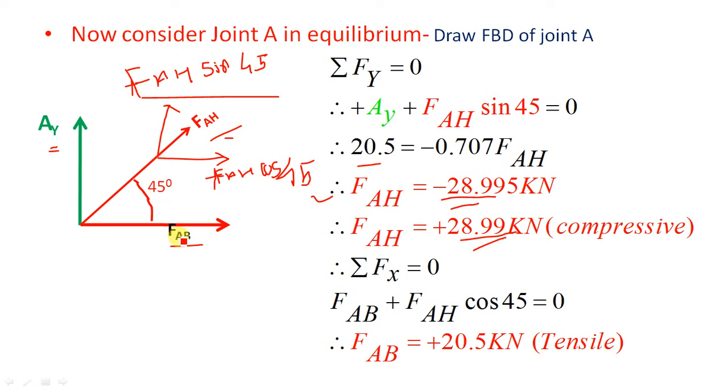Then second condition, summation of F of X is equal to 0: plus F of AB plus F of AH cos of 45. Substitute the value of F of AH over here. You will get the value of F of AB, that is plus. So it indicates that F of AB is tensile in nature.